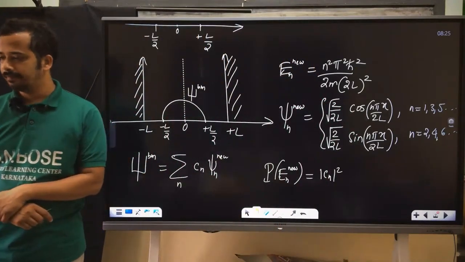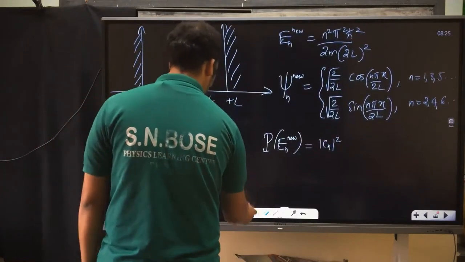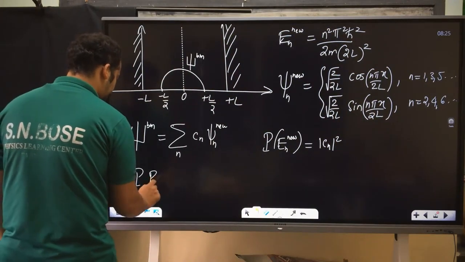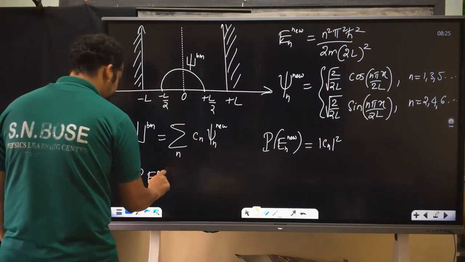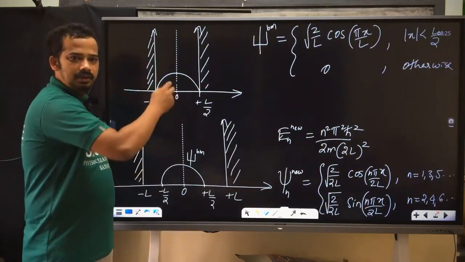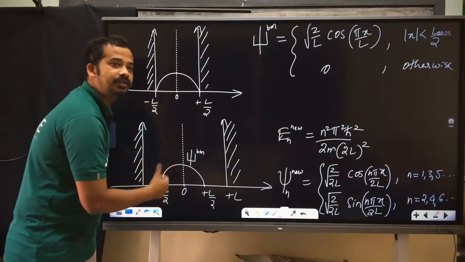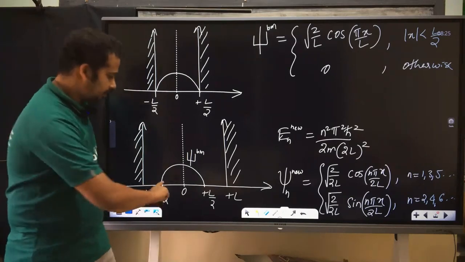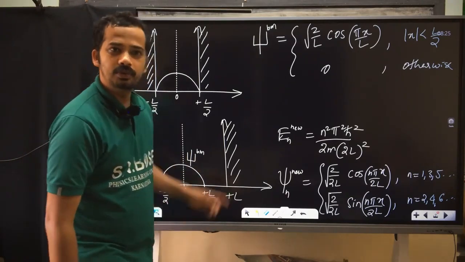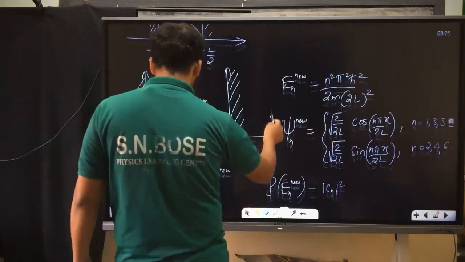Now observe carefully. Suppose you wish to find the probability of getting E1 nu. That old box is just given to generate this state. Suppose I want to generate this state, which is cosine between minus L by 2 to plus L by 2, and 0 outside. What would you do? This is how you generate it, isn't it? So that's why, look into this one carefully.